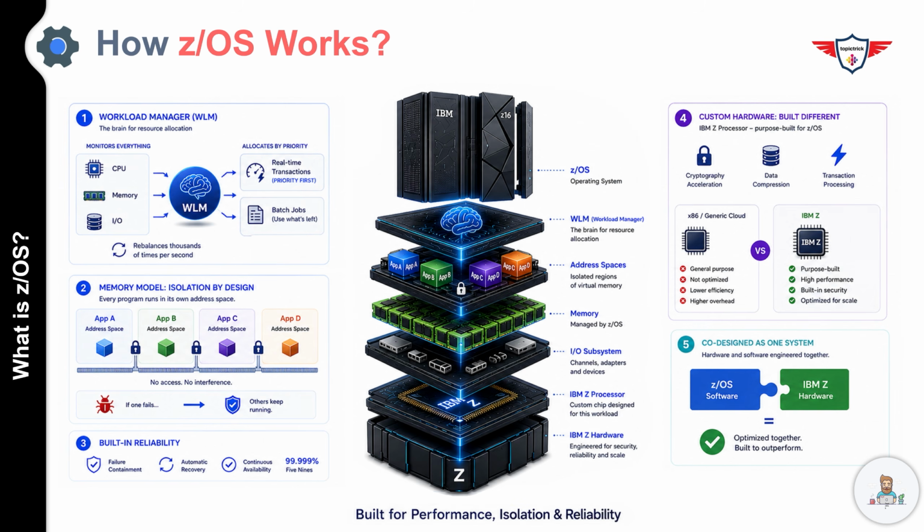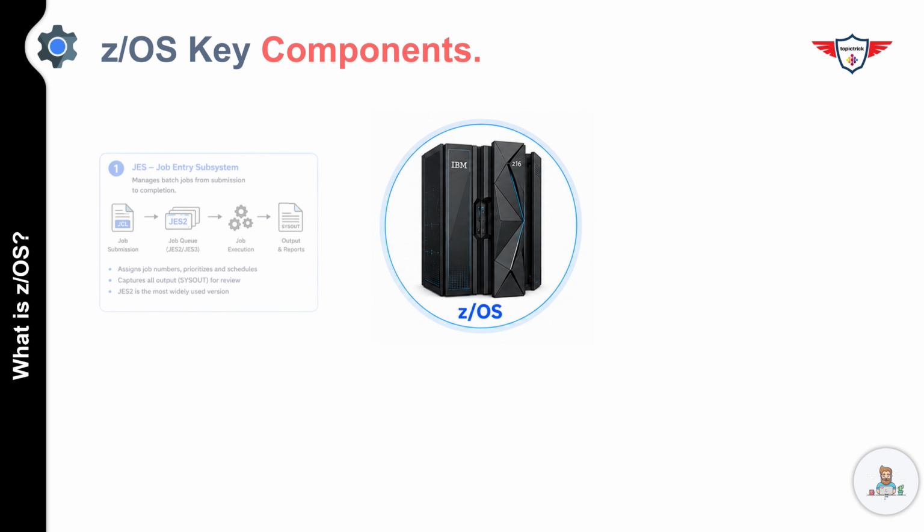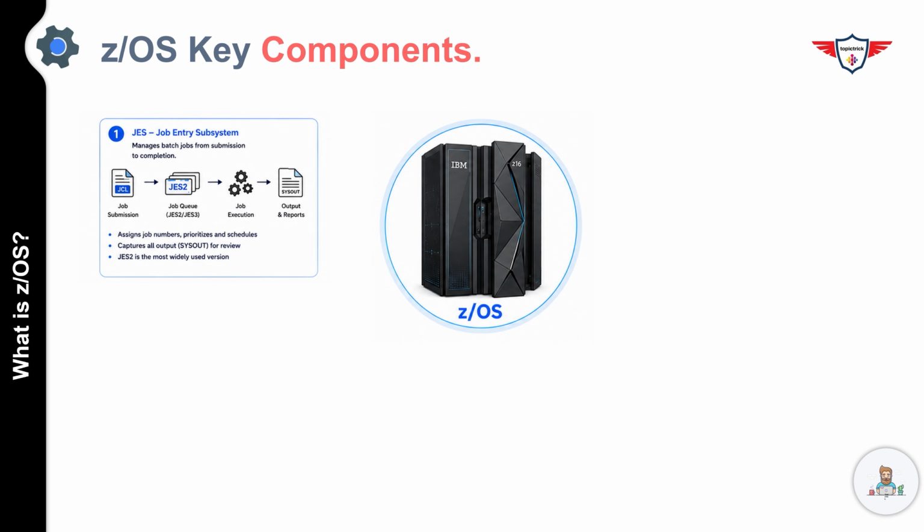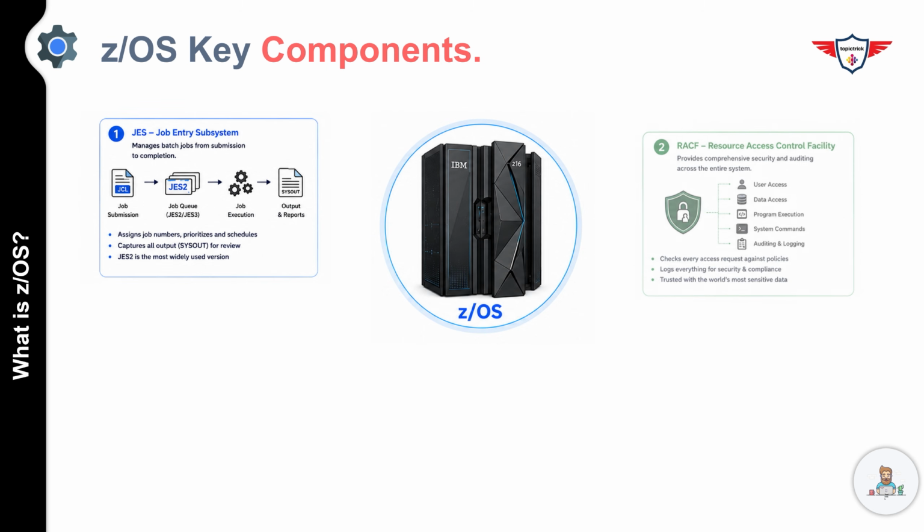Now let's talk about the key components of z/OS. So z/OS is not a single piece of software, it is basically an ecosystem of components, each responsible for a specific function. Let's walk through the most important ones, the ones you actually encounter if you work in a mainframe environment. So the very first component is JES, that is Job Entry Subsystem.